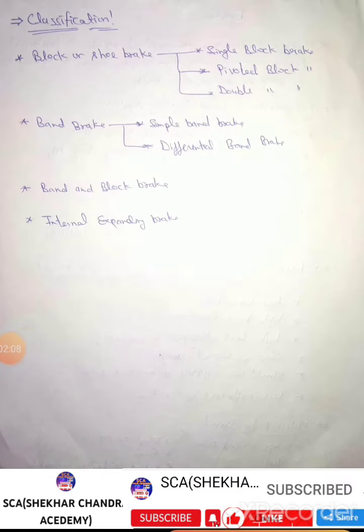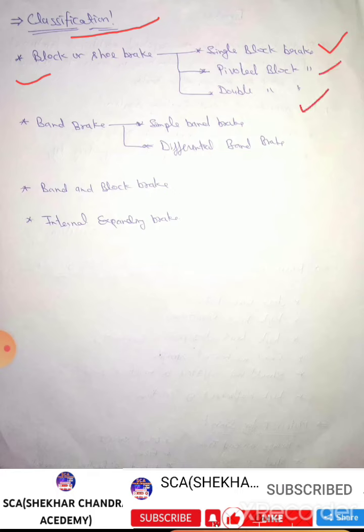Now here is the classification of braking systems. The first main classification is block and shoe brake. This is also classified into three types. First is single block brake. Second is pivoted block brake. Third is double block brake.